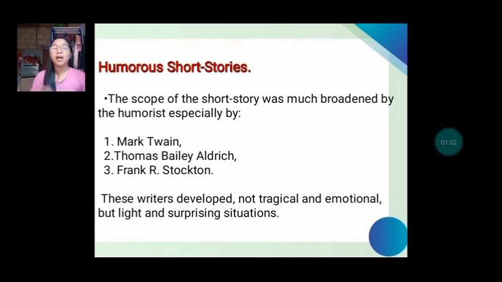Okay, they focus mostly on humorous short stories. So they did not focus mostly on emotional stories, nothing like that, just natural. But theirs is to make the reader entertained. Okay, so what are some examples of their work?